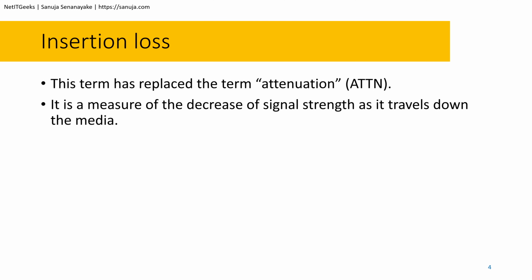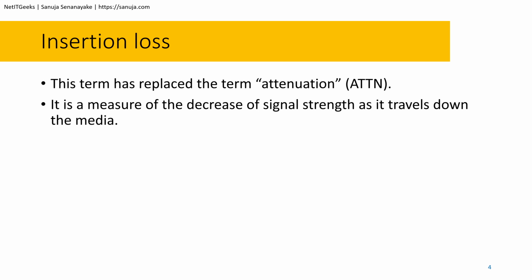The next definition is the insertion loss. This term has replaced the term attenuation. So maybe you heard from your parents or your colleagues or your friends the term attenuation. So signal attenuation is what we are looking at here. It is a measure of the decrease of signal strength as it travels down the media. In other words, media is basically like a wire, right? So insertion loss is basically signal attenuation or signal degradation. You could look at it that way as well.